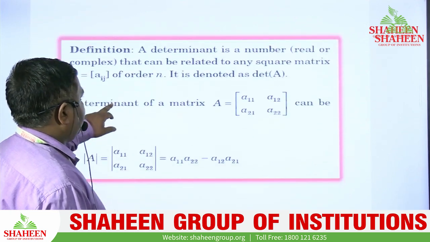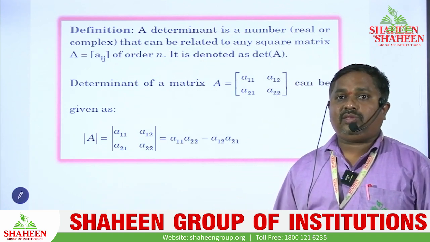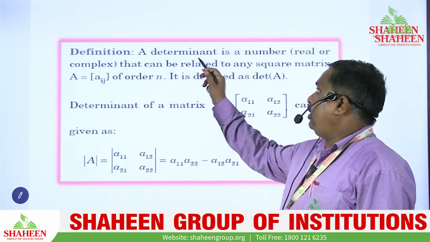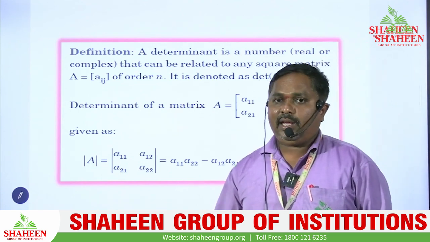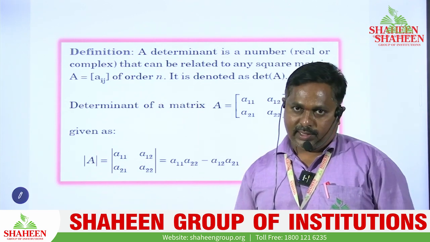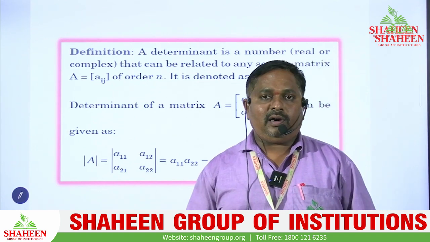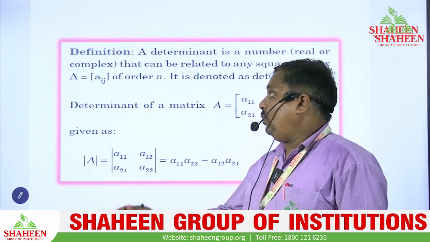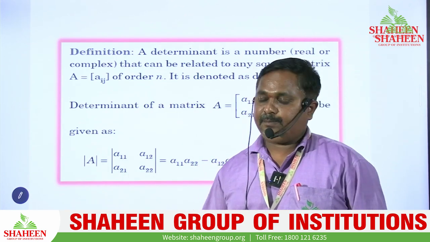Now, what is a determinant? Determinant is a number associated with a square matrix. Here determinant is what? Determinant is a number which is related to any square matrix A equal to Aij, and of order n. Of order n, it is n into n. If the order is 2 into 2, then we can say its order is 2. If the order of the matrix is 3 into 3, then we can say its order is 3. Now we have a square matrix of order n into n, then we can say it is order n.